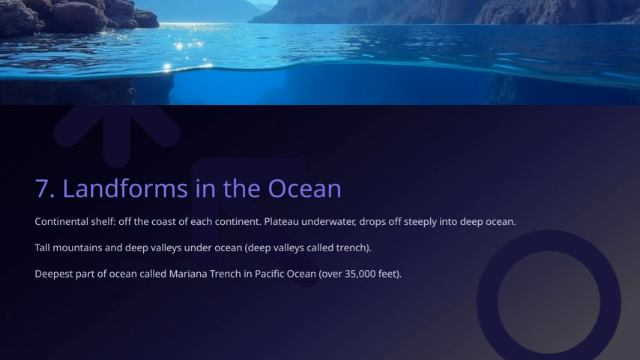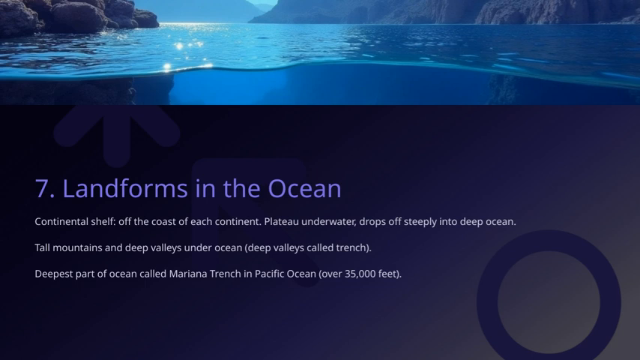Beneath the ocean's surface, you'll find tall mountains and deep valleys. These deep valleys are called trenches, and they are some of the most extreme features on Earth. They're formed by tectonic movements, where one plate is diving beneath another, creating these incredible geological formations.